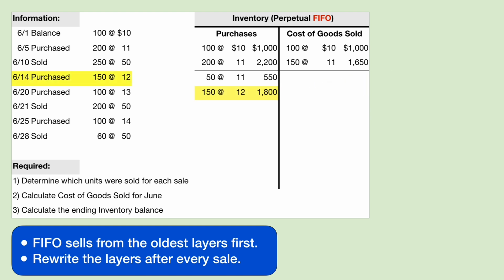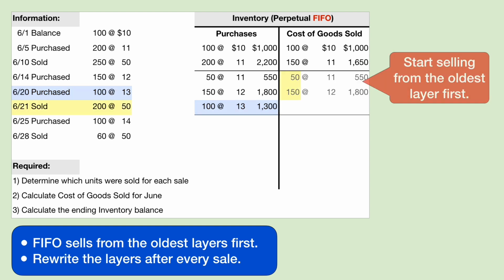What happened next? We purchased another layer, meaning we purchased more inventory at a different price. This time we purchased it at 12. What happened next? We purchased again at a different price. This time we purchased 100 at 13. So we have three layers of inventory that we paid three different amounts for at different times.